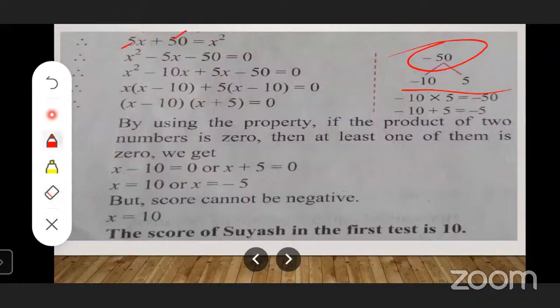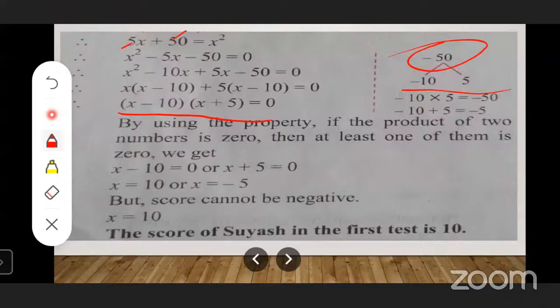Now again, if you see, x minus 10 is a common. So again I'm taking out x minus 10 as a common. What is remaining? x plus 5. So this is how I'll get the equation: x minus 10 into x plus 5 is equal to 0.